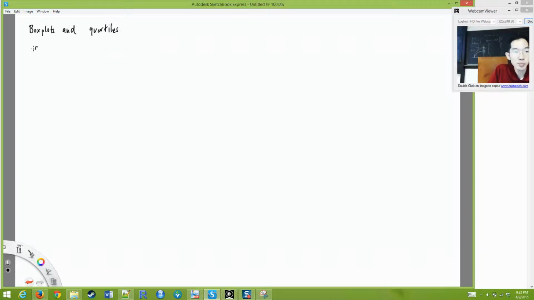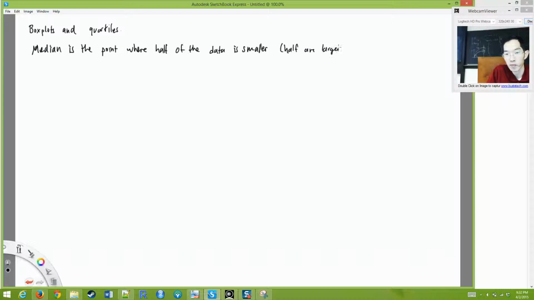Okay. So the median is the point where half are larger and half are smaller. Half of the data is smaller, which means half are larger.